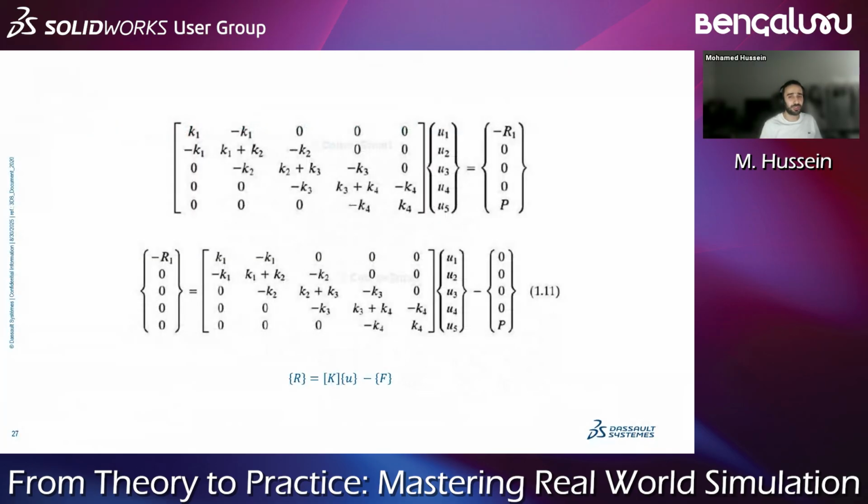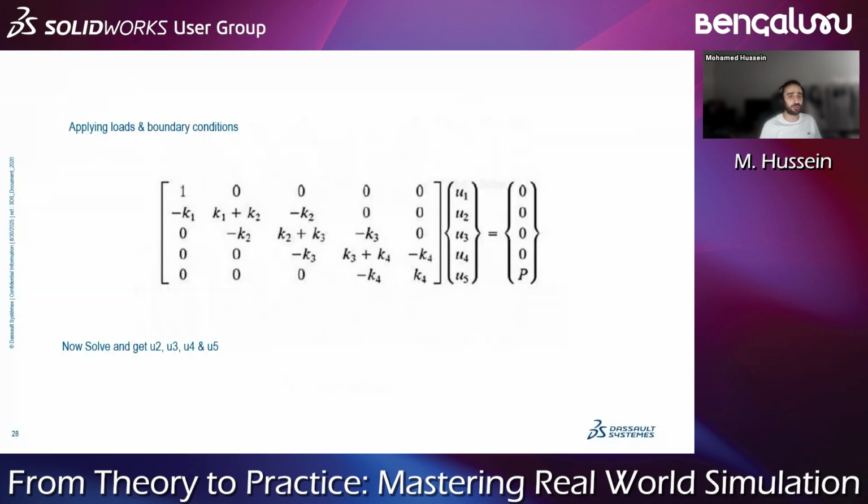But this is what I want you to know right now: we have K1, K2, K3, K4, and we have 5 displacements, and we have the reaction force, and the pulling force that is acting at the very lowest point. Okay, so when I'm checking here, I have this matrix. I will just rearrange my matrix, and then apply my loads and the boundary conditions.